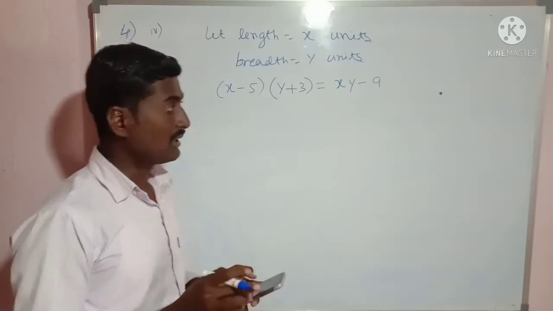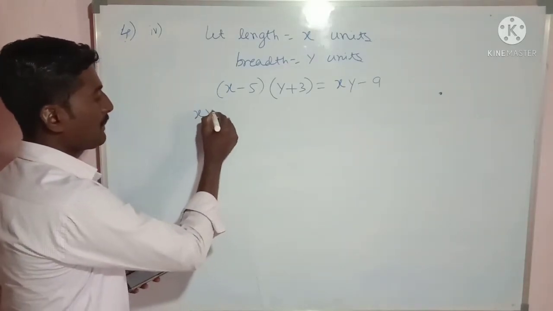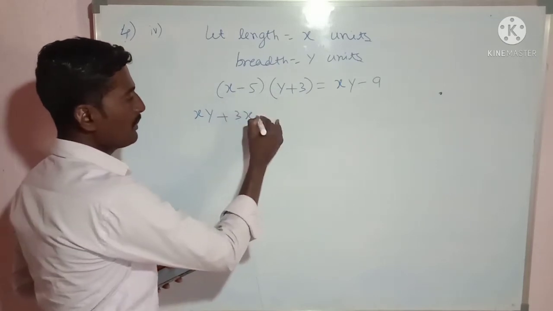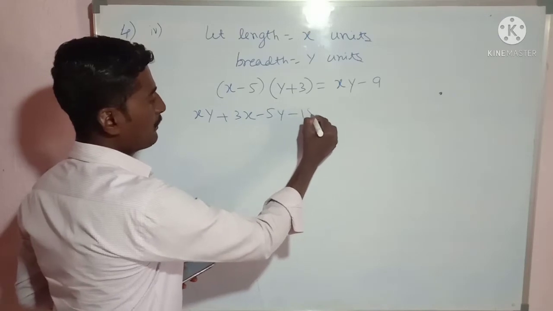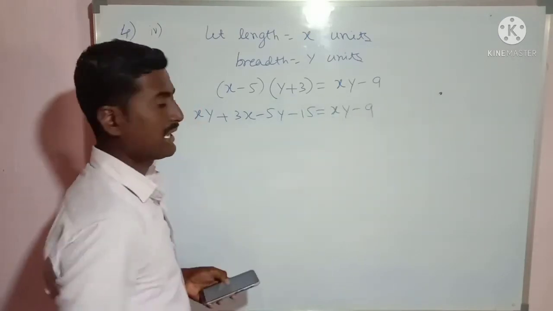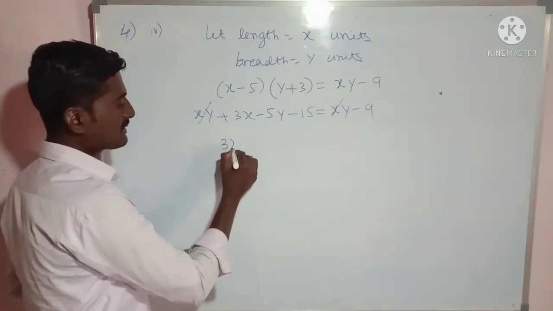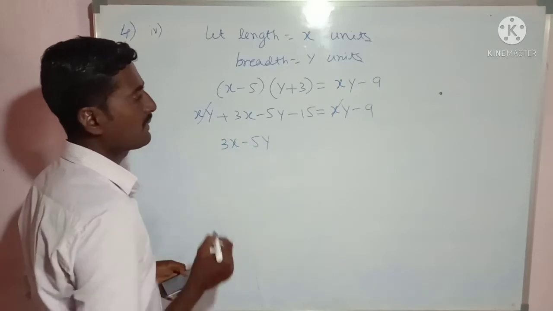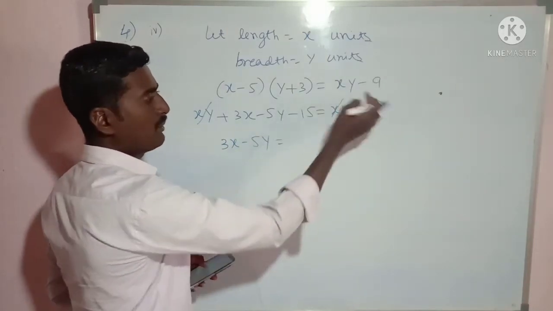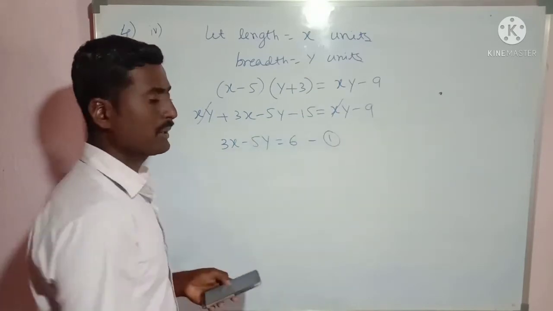Okay. Now we have to get one equation. Let us simplify this. Multiply it. xy plus 3x minus 5y minus 15 is equal to xy minus 9. So here xy get cancelled. 3x minus 5y. Take this 15 to the right side. 15 minus 9, that is how much? 6. This I will take as equation number 1.